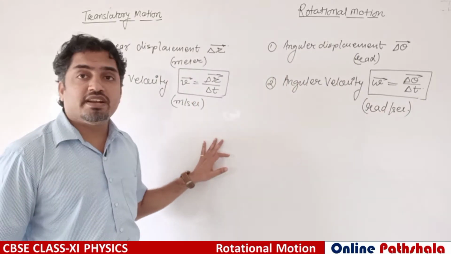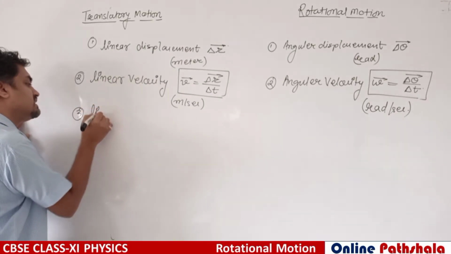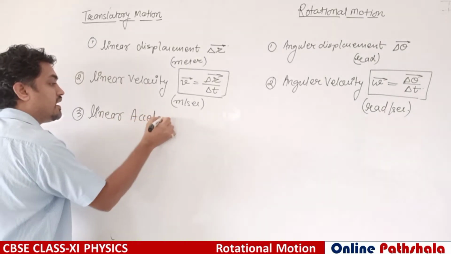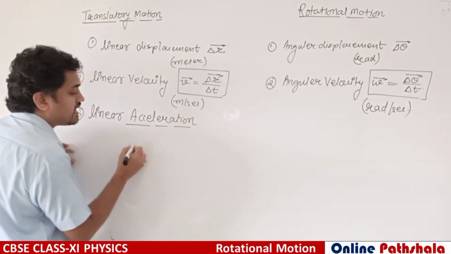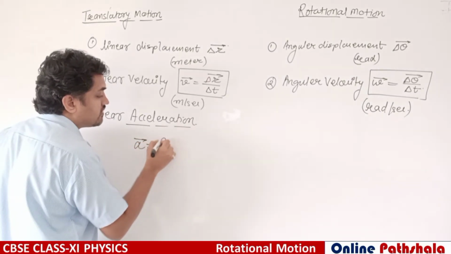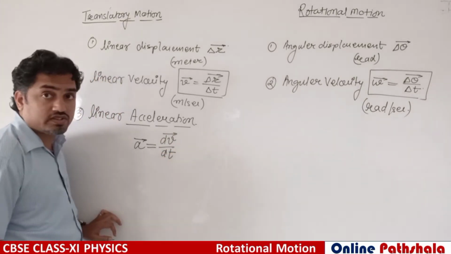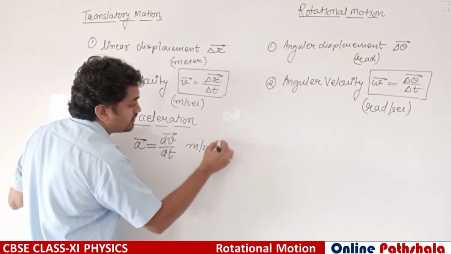Now the third parameter is acceleration. The third parameter is linear acceleration. So the linear acceleration a vector is equal to, you know very well, dv by dt, the rate of change of velocity, and it is measured in meter per second square.